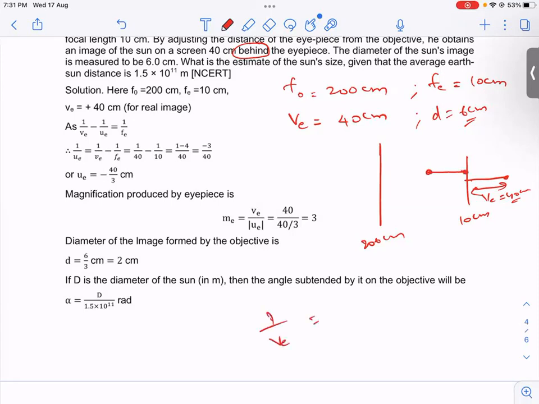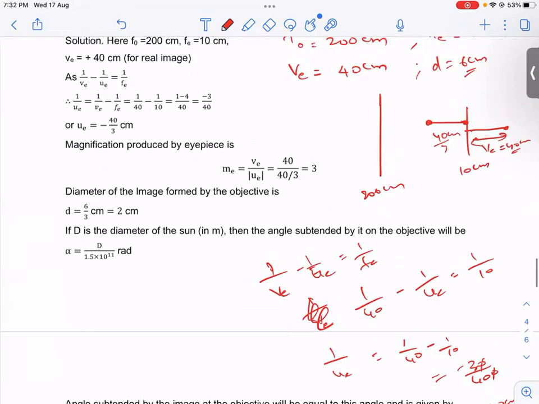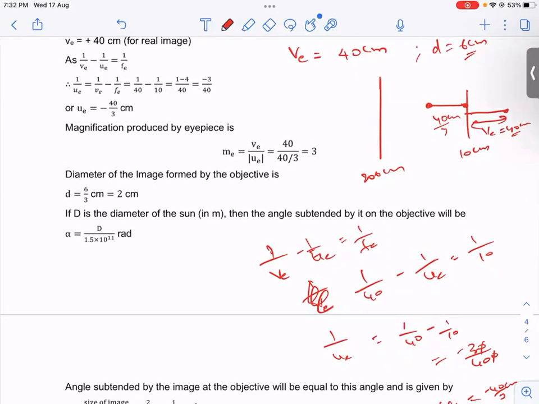For that, apply 1 by VE minus 1 by UE is equal to 1 by FE. 1 by 40 minus 1 by UE is equal to 1 by FE, which is 10. So 1 by UE is equal to 1 by 40 minus 1 by 10. How much is that? Minus 30 divided by 400, or UE is minus 40 by 3 centimeter. So this distance is 40 by 3 centimeter, which is 13.33 something. So it is formed even before the focus.